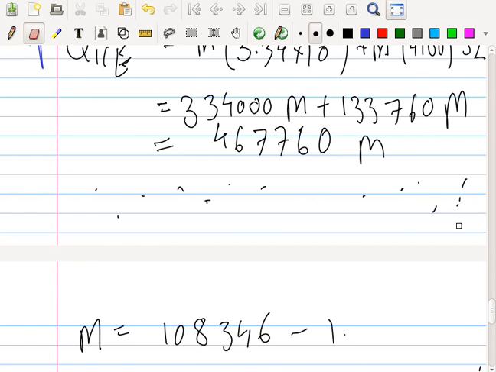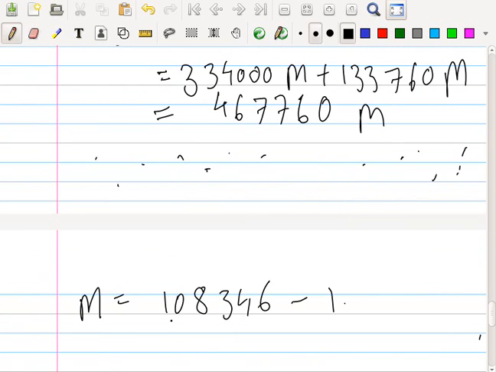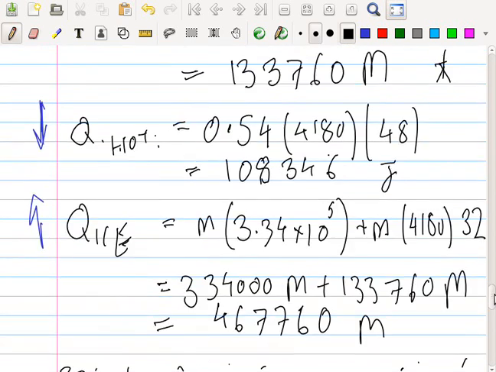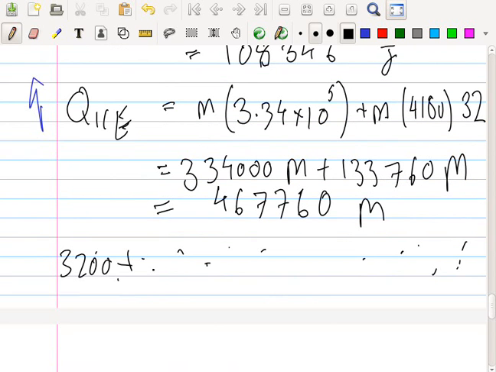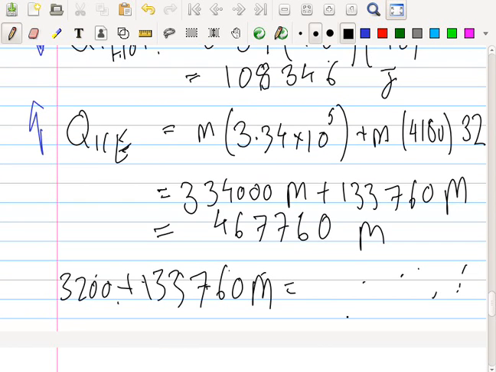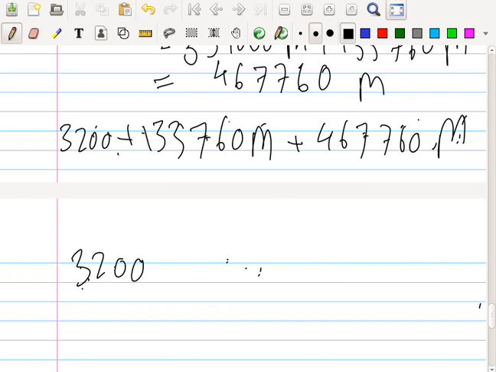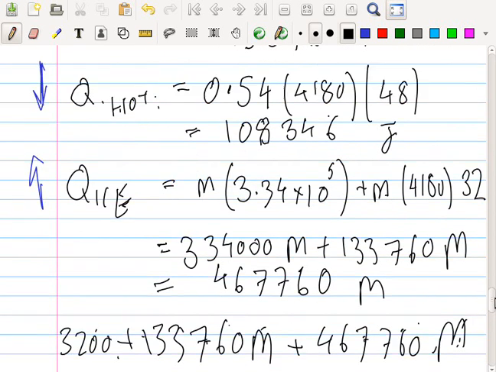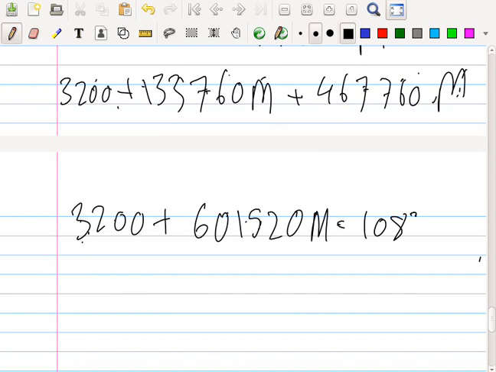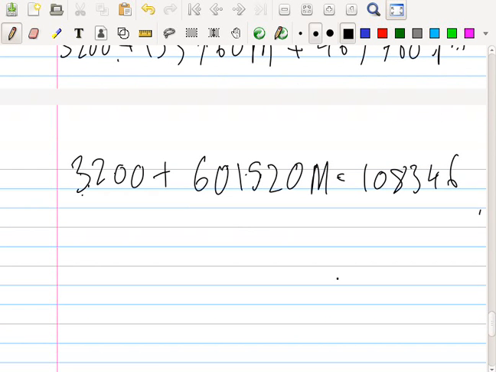Not good. Okay. So we have 3,200 plus 133760 m equals, any other gains? Oh, the one at the end here, plus 467760 m. Omar, can you add these two m pieces together? So that's the total gain then. 3200 plus 601520 m. That's the gain, and that should equal the loss, which is 108346. So we do minus 3200.